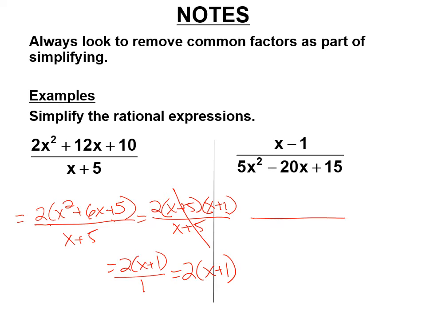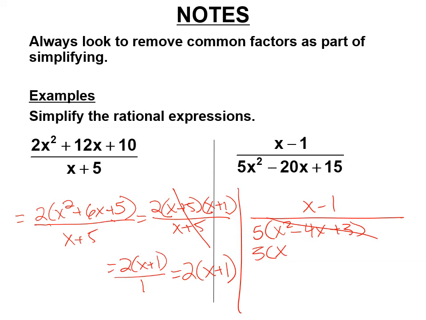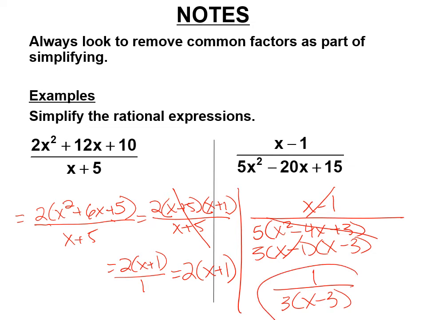So again, here, let's get this out of the way. All right, so we're looking for x minus 1, and we're going to take a 5 out, right? Because those all have a common factor of 5. 5x squared minus 4x plus 3, right? And you can do it this way. You can cross out this way and go 5 times x minus 1 times x minus 3. Okay, those cancel out, and you get 1 over 3 times x minus 3.